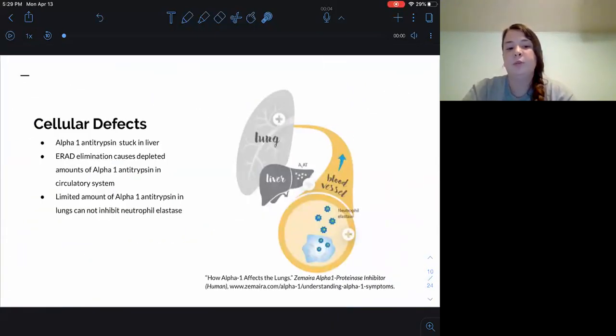Although most of the misfolded proteins are eliminated, a portion of the correctly folded proteins are secreted into the circulatory system and travel to the lungs. The consequence of this is that there are lower amounts of AAT circulating to the lungs, meaning their intended function of inhibiting neutrophil elastase is not accomplished.